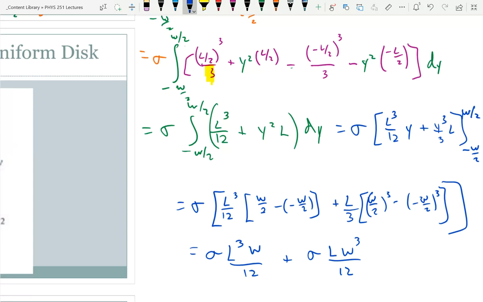And then because we're out of time, I'm not going to go further with the simplification, but sigma is the mass over area, so you calculate the area, and you can factor out an LW from each term, and it simplifies even more after you do that. But this brings us to the end of what's calculus. Everything else is algebra, and I'm 3 minutes over.